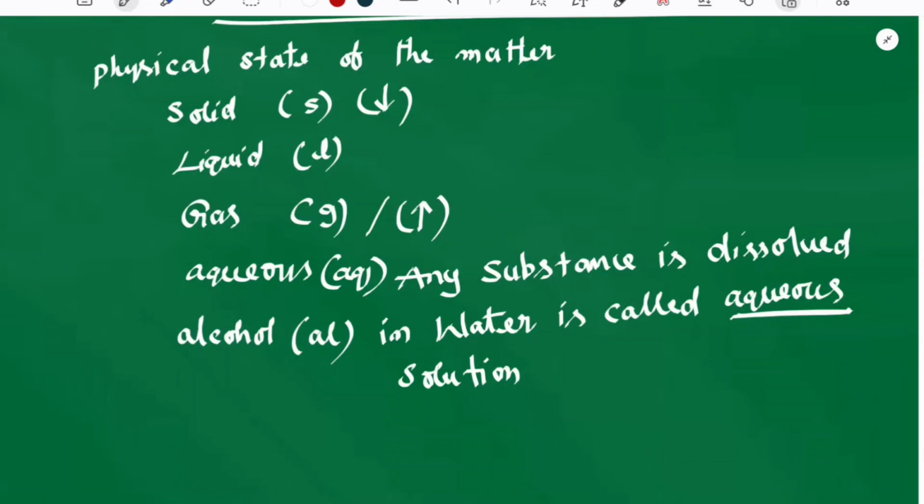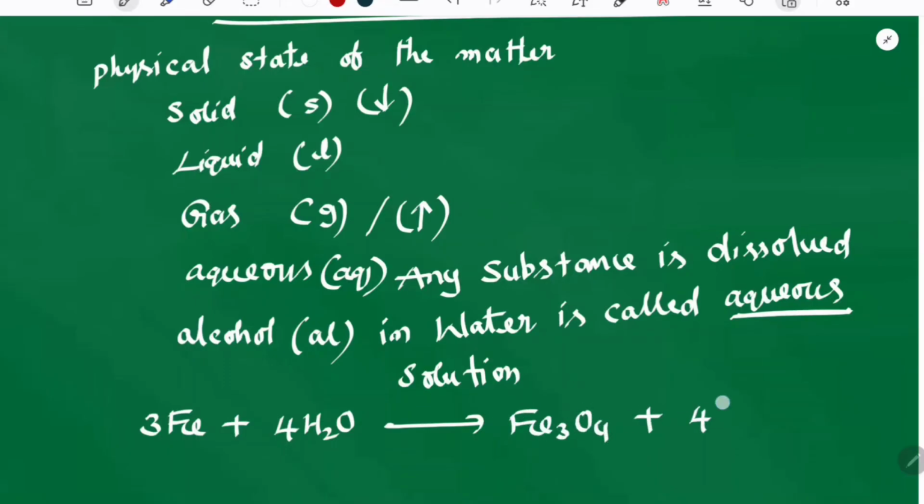Is that clear? Okay, next. Not only the physical state, there is some more information. So physical state we got. For our above equation, what is that? 3Fe plus 4H2O gives Fe3O4 plus 4H2. Yes, this is the equation.